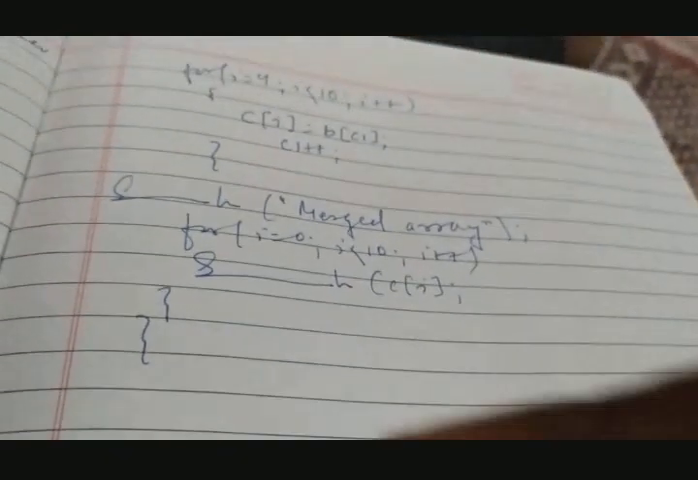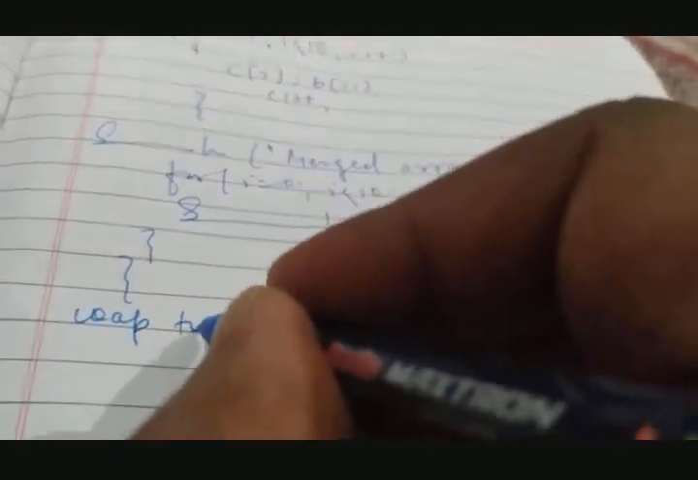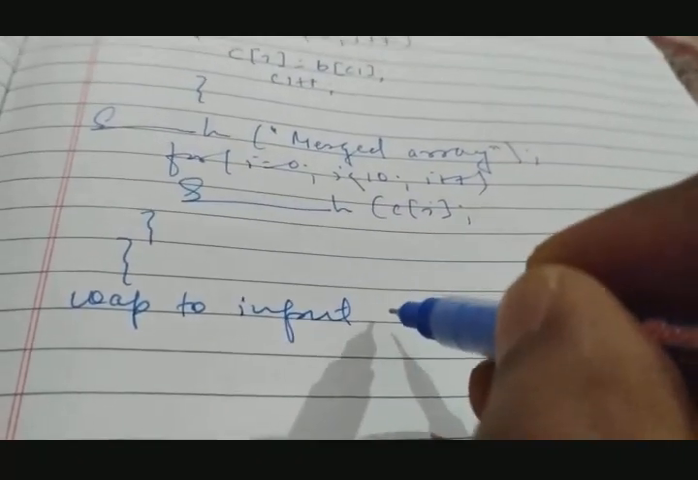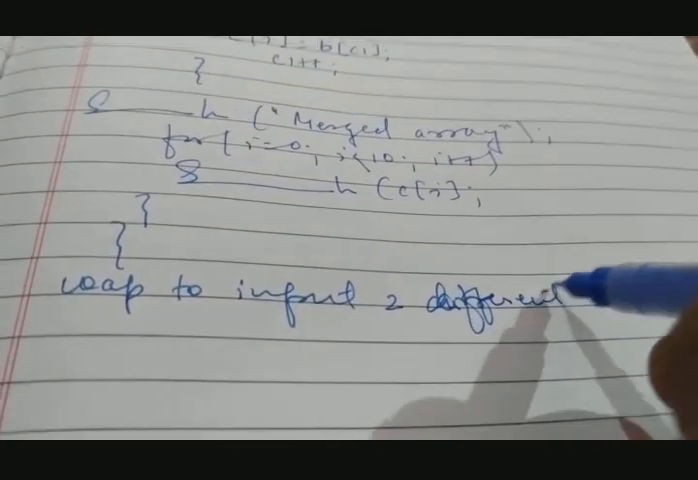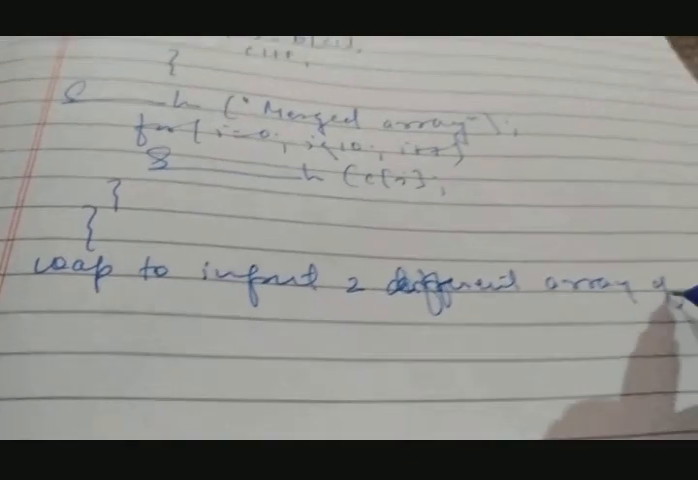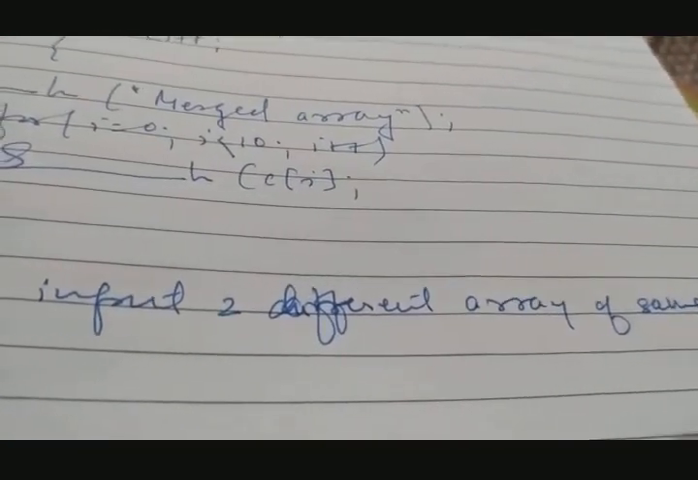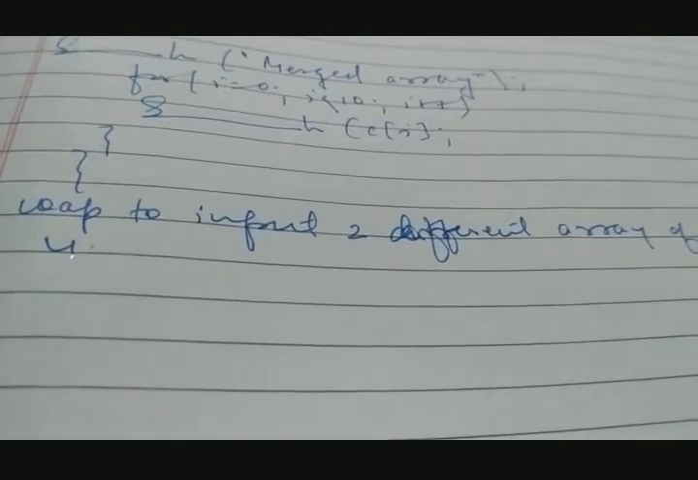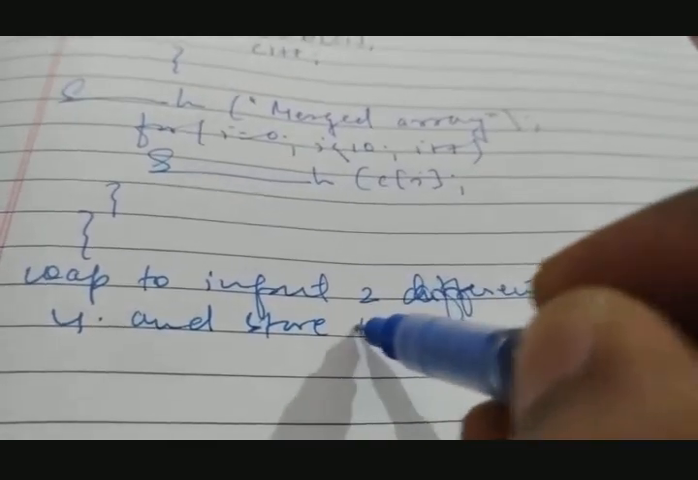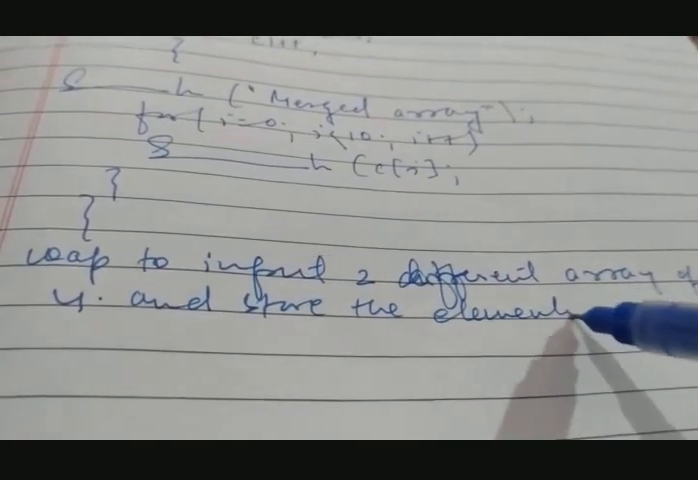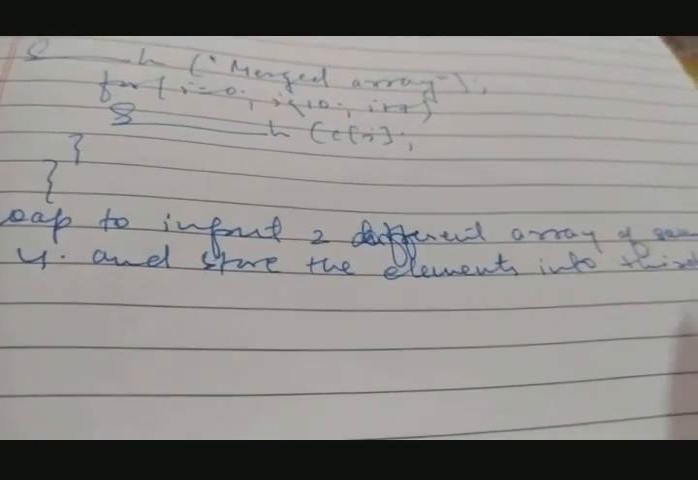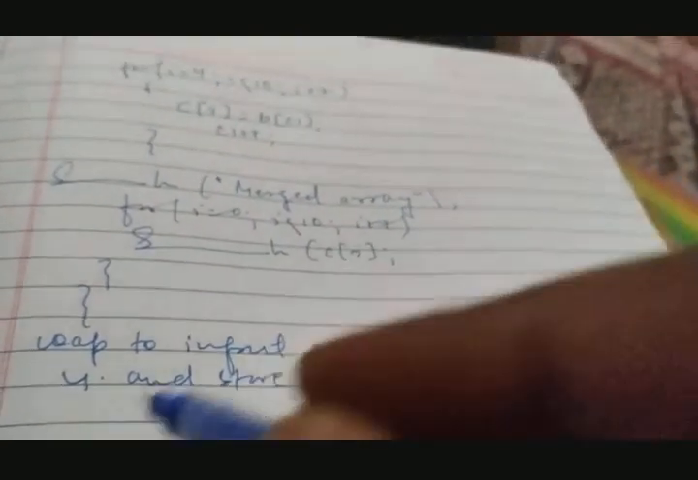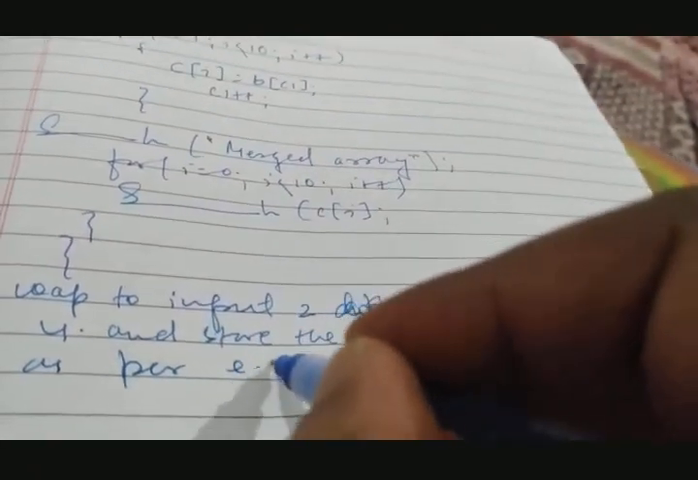So let's move on with another question. Write a program to input 2 different arrays of the same size 4, both of size 4, and store the elements into a third array as per the example.